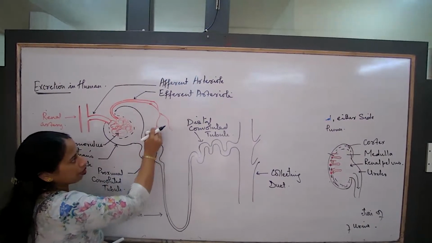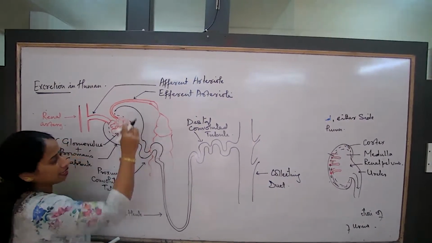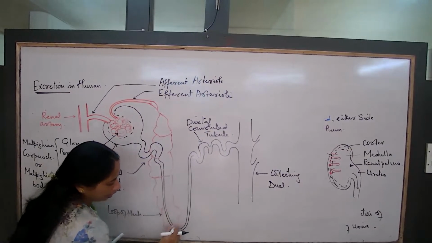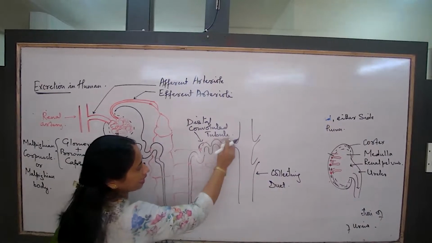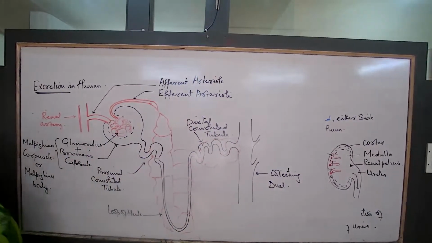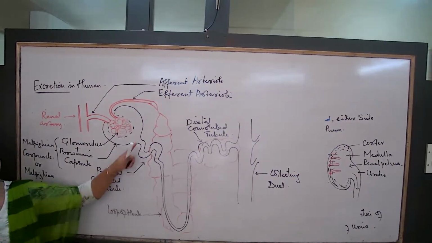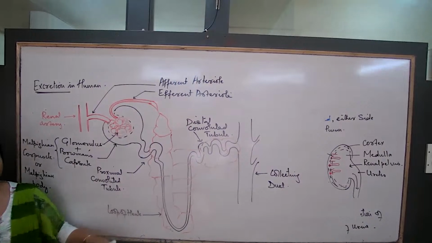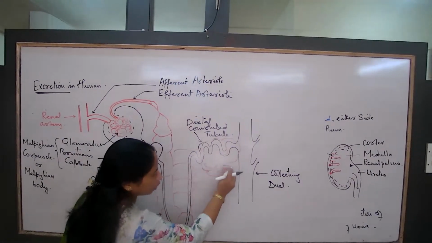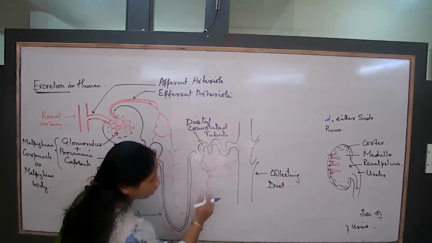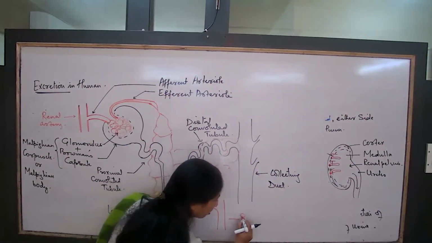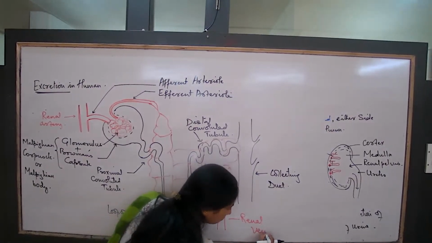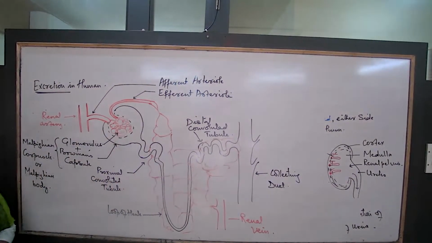Now, the entire efferent arteriole divides into a network of capillaries, and this network of capillaries surrounds the entire tubular part. You don't have to draw double-line capillaries for this, only single-line capillaries are enough. Then these capillaries will again unite and form another tube, which is the renal vein. So this is the complete diagram that you'll have to draw.